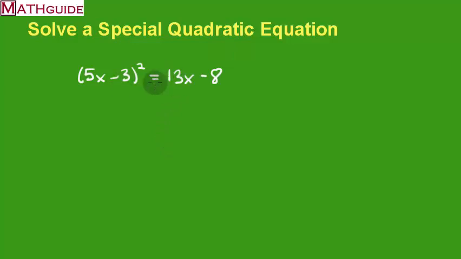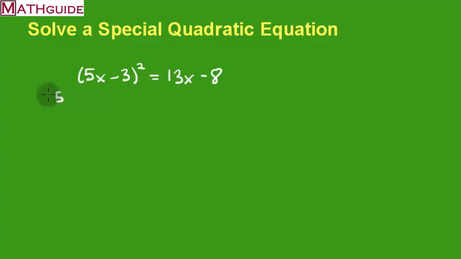Alright, this is a special form of the quadratic, because we have a square here. In order to solve this, you could solve this graphically by graphing both sides and finding the point of intersection, but I'm going to actually do this algebraically. So the first thing I'm going to do is square this. I'm not going to show the box, but I'm going to multiply this with a multiplication table.